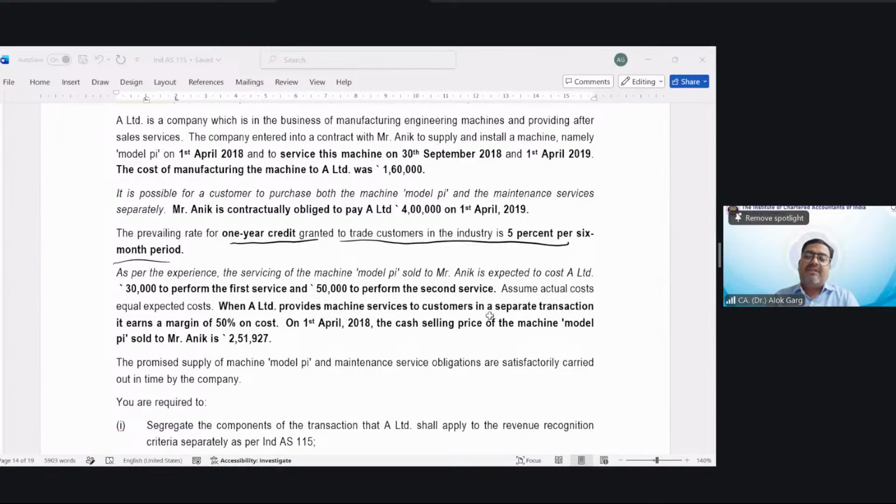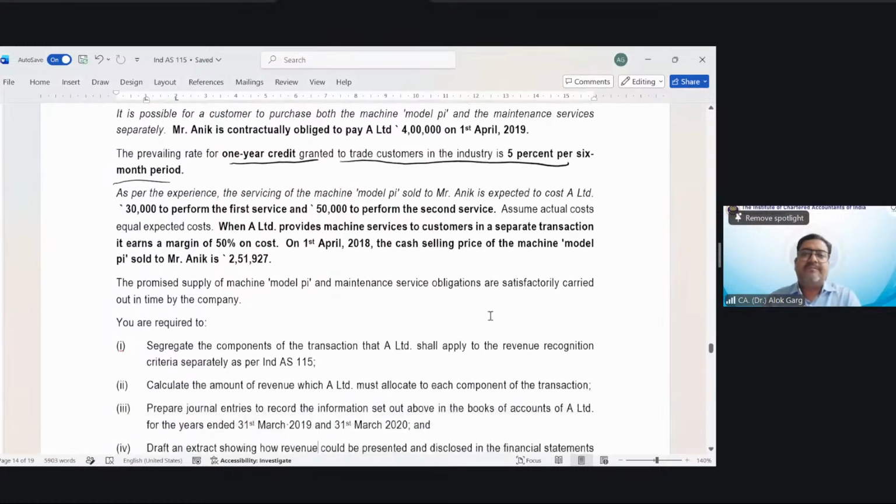So cost is given and the amount is given only for the contract, which is 4 lakh rupees. This customer has to pay 4 lakh rupees for this entire arrangement. And this customer is paying after 1 year, that is given, and 5% rate of interest is given on a half yearly basis. So far we got this information.